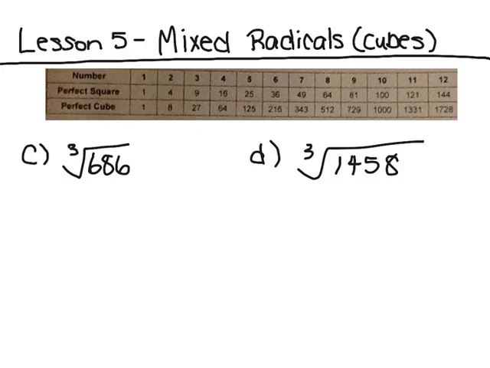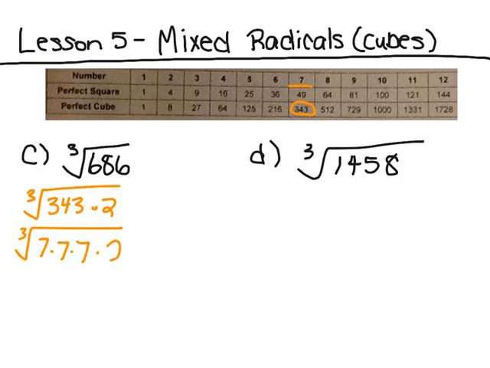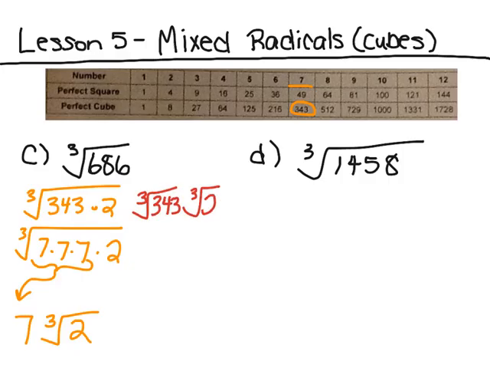For the next example, 686, the biggest number that goes into it is 343. So the cube root of 343 times 2. And 343 is 7, so the cube root of 7 times 7 times 7 times 2. Three 7's can come out, so it's 7 cube root 2. You could also write it as the cube root of 343 times the cube root of 2, and the cube root of 343 is 7.